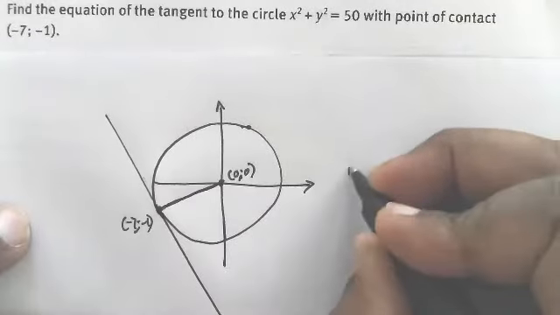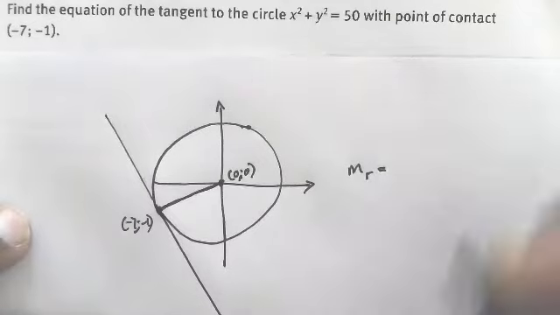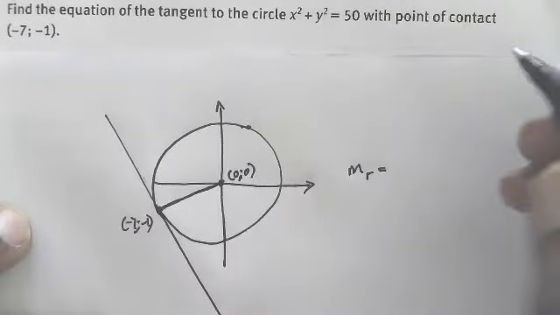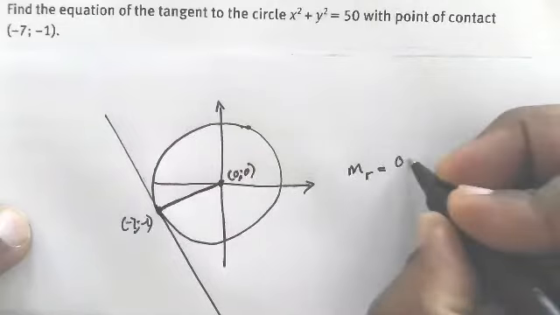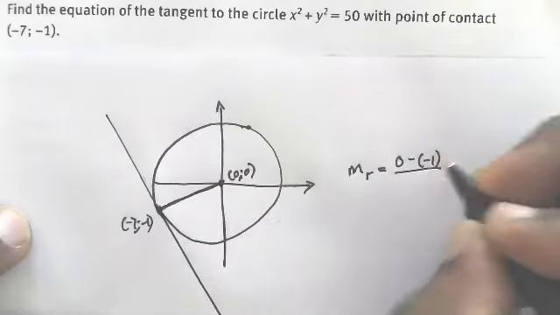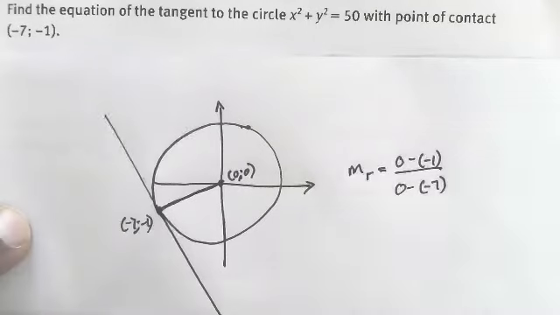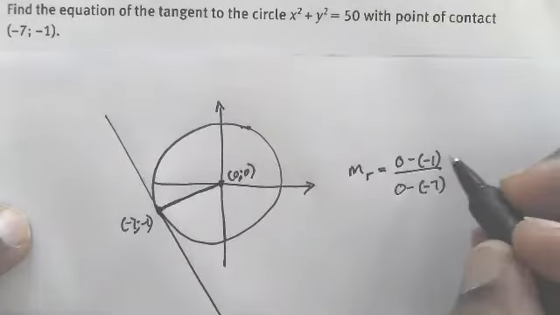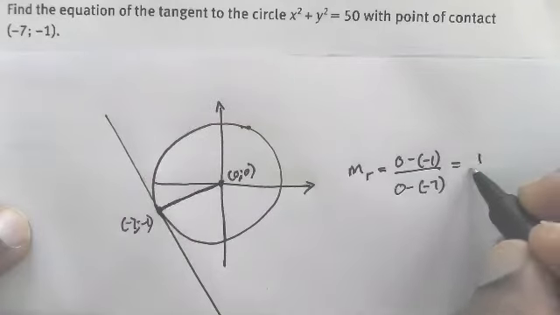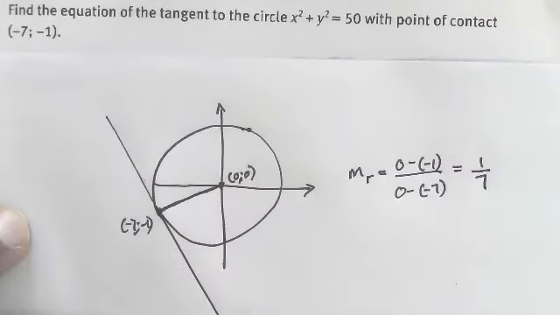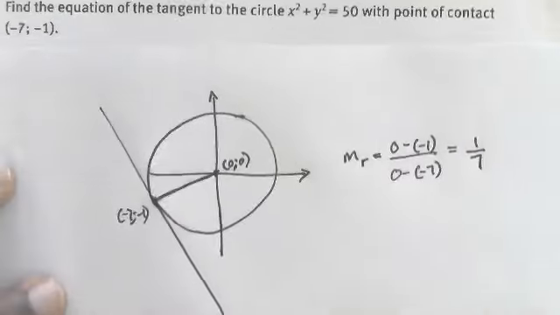So let's find the gradient of the radius, which is equal to what? Remember, it's the change in y, so it's 0 minus negative 1 over the change in x, which is 0 minus negative 7. You can use a calculator if you want, but I can already see this is 1 over 7. Now I need to find the gradient of the tangent.